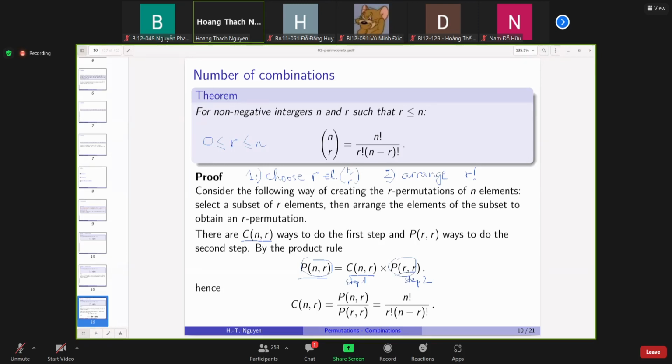Yes, this one is the division rule. You can also think of it as the division rule, because each set of r elements is used r factorial times when we create the r-permutations. So, very good remark, Kevin. Thank you.